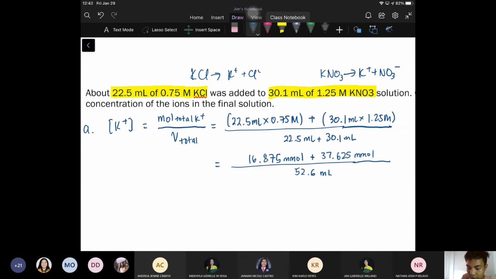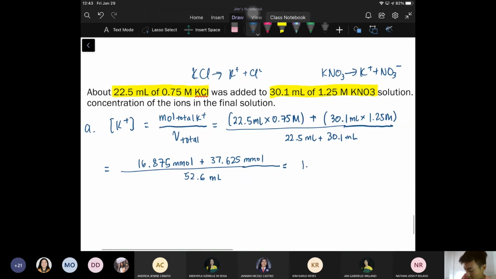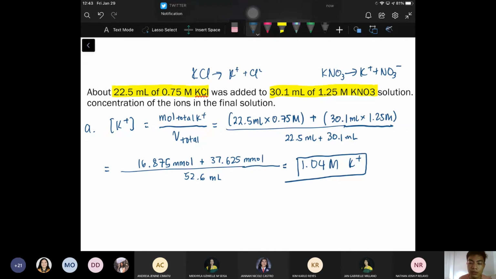Okay. So after solving that, iurong ko lang muna to para may space tayo. So ito yung mga tips ko, ito yung mga lalabas sa quiz talaga. Kaya nga sinasabi ko na ngayon pa lang para ma-practice nyo na. Okay, so the molarity will be 1.04 molar K+. So that's the final concentration of K+ in our solution. Okay? So ganun lang gagawin nyo.